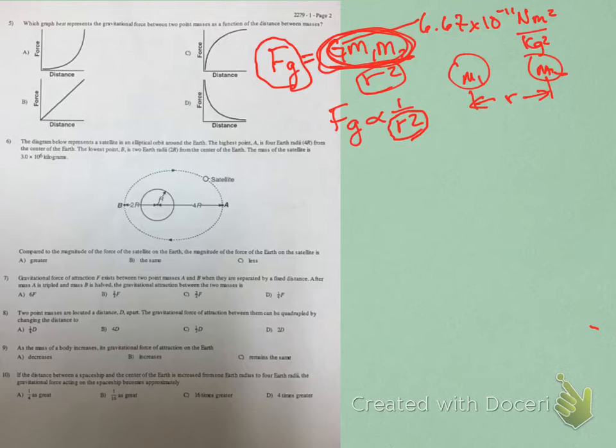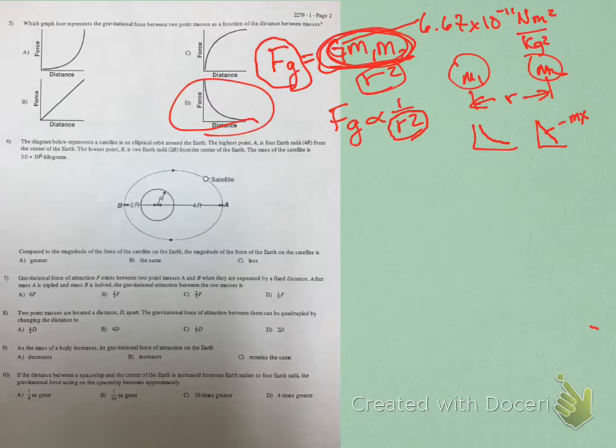An inverse relationship, when you graph it, decreases like this. It is not a straight line like this. That is a negative mx, a negative linear slope. So of all the answers here, it looks like answer D is the correct one, which makes sense. As you go further away, the force of attraction decreases between the two of them.